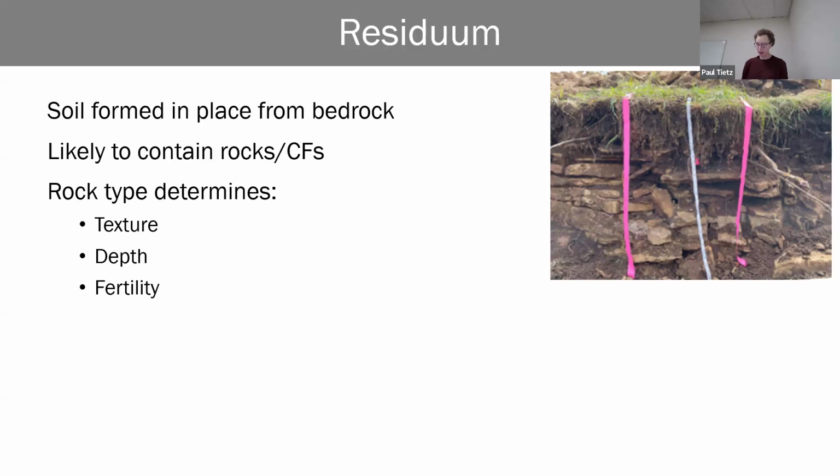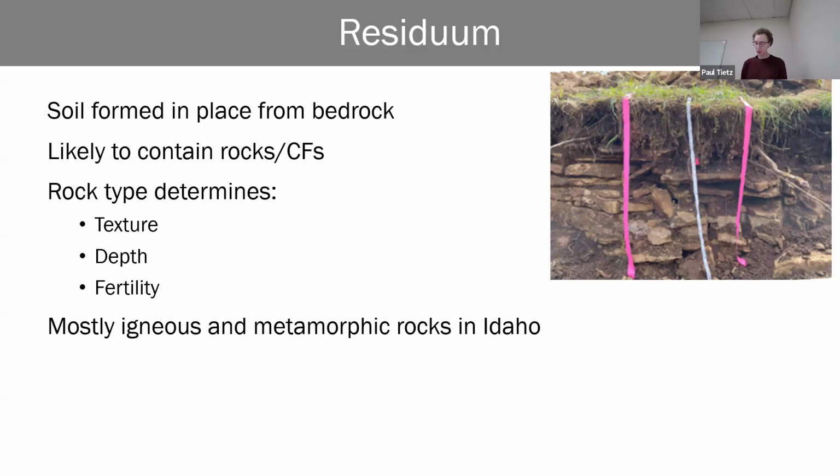And specific to Idaho here, we mostly have igneous and metamorphic rocks as the parent materials. A soil profile forming from residuum, probably igneous or metamorphic, if we're thinking about the rock cycle. Not everybody here loves geology as much as I do, probably, but hopefully the rock cycle is familiar.